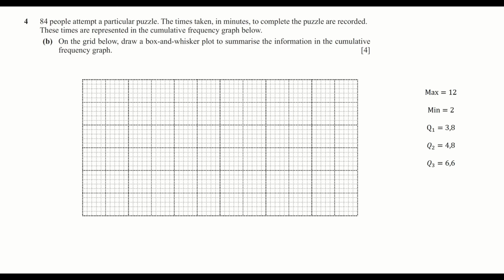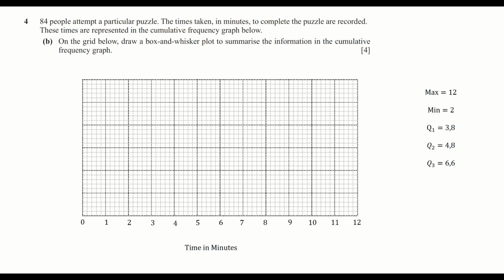Before we do this, we need to consider intervals along the x-axis. I have 2, 4, 6, 8, 10, 12 blocks to work with. I have a minimum value of 2 and a maximum value of 12. So let's number our x-axes from 0 to 12. These are the times taken. So we can label the x-axis time in minutes. Now we can plot the points for all of these values.